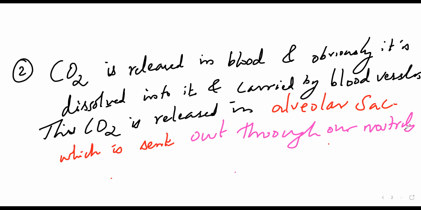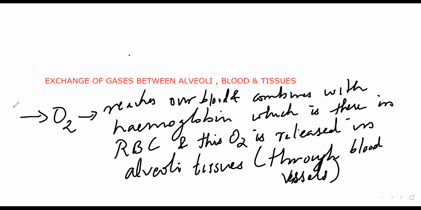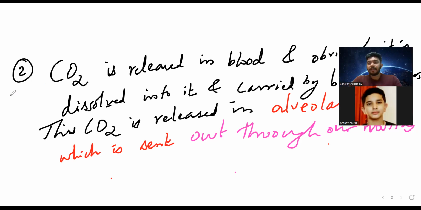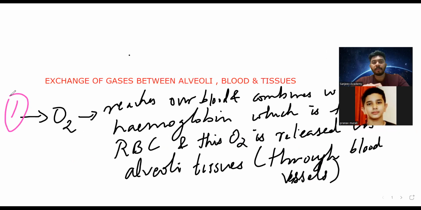So the first step is oxygen getting inside. Now carbon dioxide should be released in blood. That's our second step. And where is this carbon dioxide carried? Carbon dioxide as well as oxygen is carried through our blood vessels itself. And this carbon dioxide is released in the alveolar sac, which is sent out through our nostrils. That's a simple process in the exchange of gases between alveoli, blood and tissues.